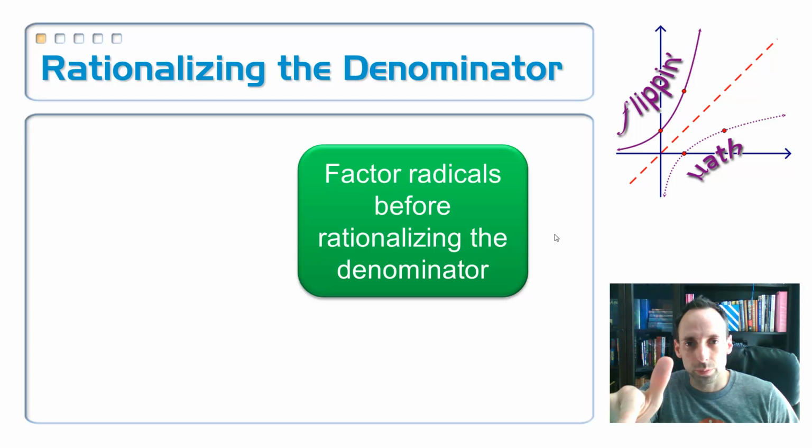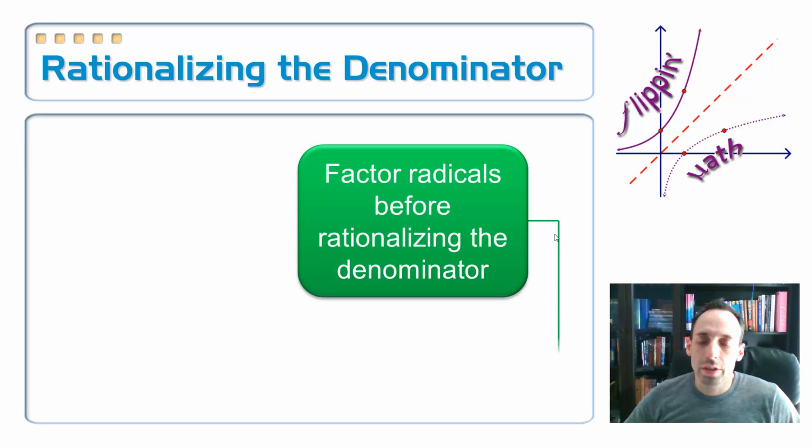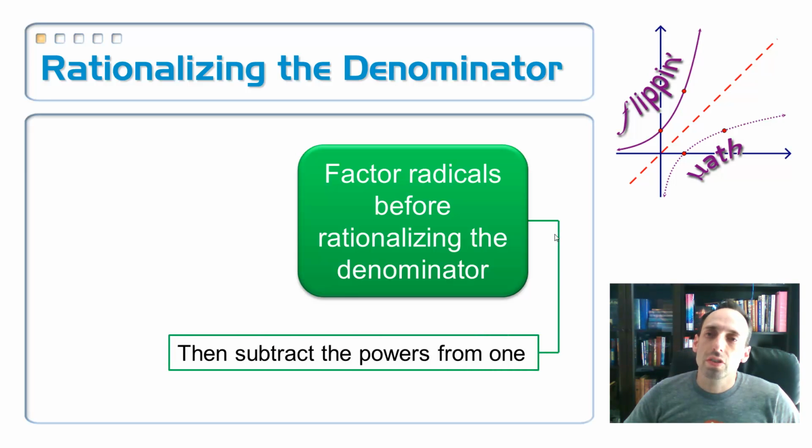So factor your radicals before rationalizing the denominator, and then what you're going to do is still subtract the powers from 1 so you can see what you're supposed to multiply the top and the bottom by.